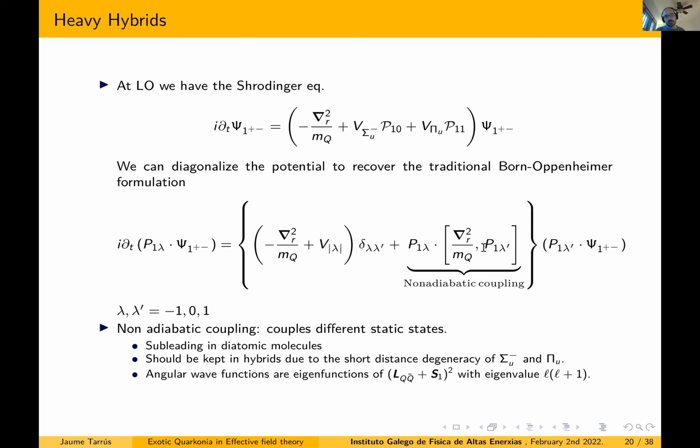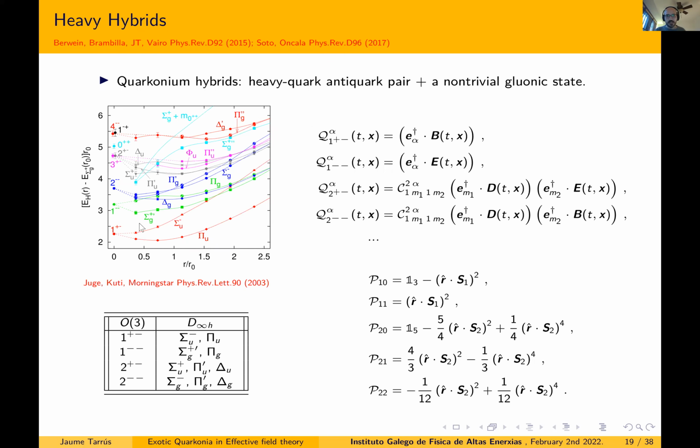These projection vectors depend on the angles that define the heavy quark axis, and therefore the angular derivatives here can act onto these projection vectors. This sort of term is called magnetic coupling because it mixes the different static states. And this is something you can also find in analogy with atomic molecules. However, here the difference is that this is more important than in atomic molecules because of this short distance degeneracy between these two static states.